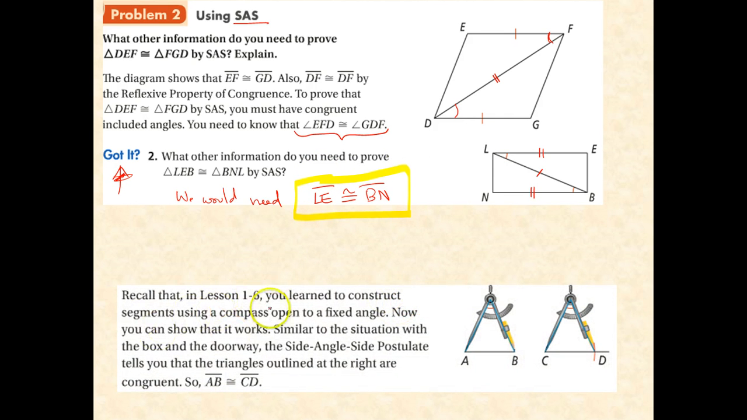So remember back when we first started doing constructions, you learned to construct segments using a compass at a fixed angle. So now you can see why that works. You can see why these two segments are congruent and why you can use the side angle side postulate to tell you. Booyah! Because you got this side congruent to this side congruent to this side, and we use the same angle, which means that we basically made two congruent triangles. So that's why AB is congruent to CD. Bada boom, bada bing.